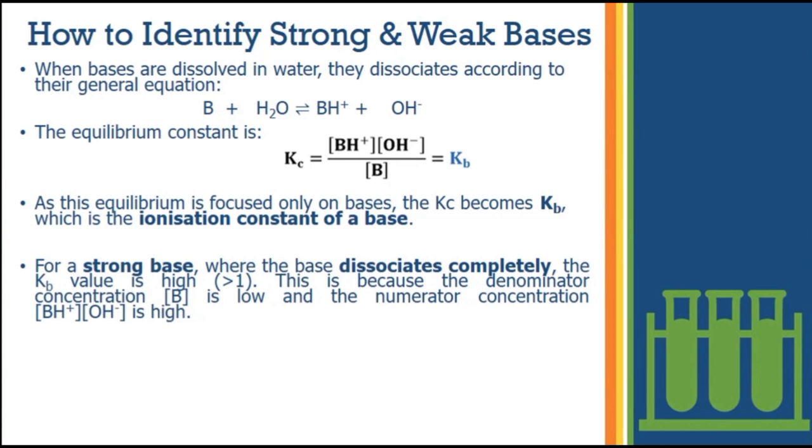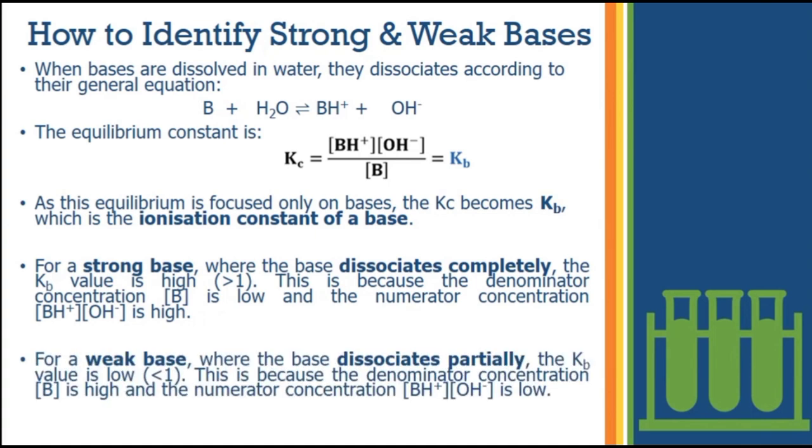The Kb value is high. In other words, it's greater than 1. This is because the denominator concentration, that's the concentration of B, is low, and the numerator concentration, the product of those products, is very high.